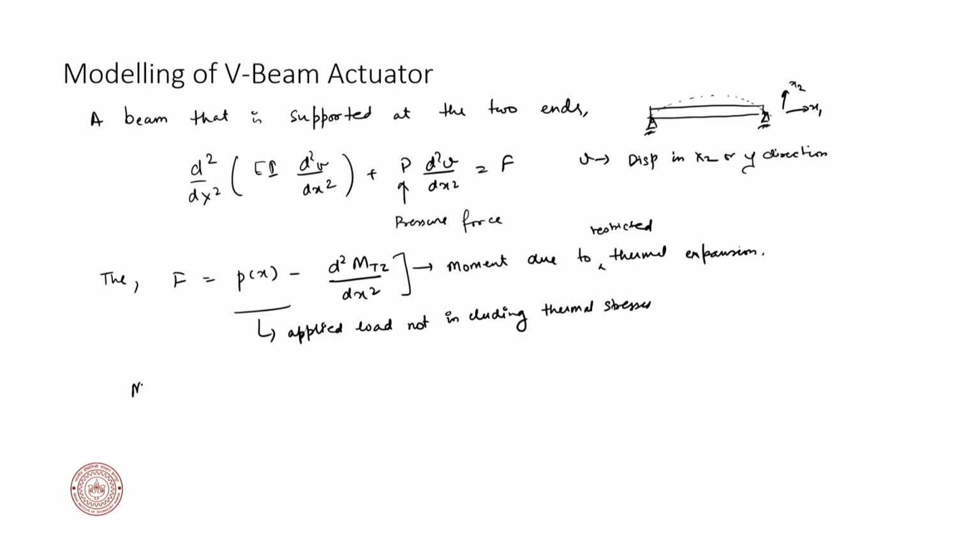So M_T is equal to the integration over the cross section of alpha E T into y into dA. Okay, alpha is the expansion coefficient, E is the elastic modulus, T is the temperature, and y is the y direction, that is x2 direction, dA is the cross section area.